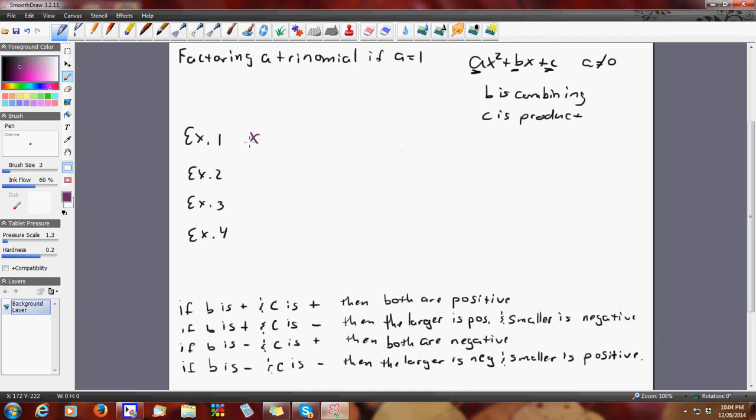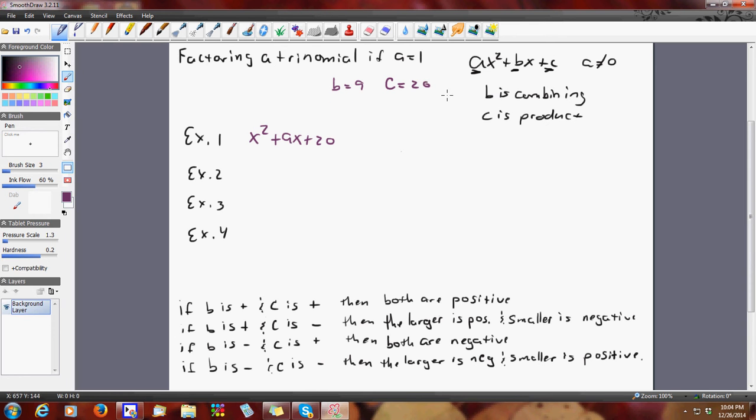So let's say I had something like this. x squared plus 9x plus 20. Now, my b equals 9. Not super crazy about this purple color, but that's fine. And my c equals 20.